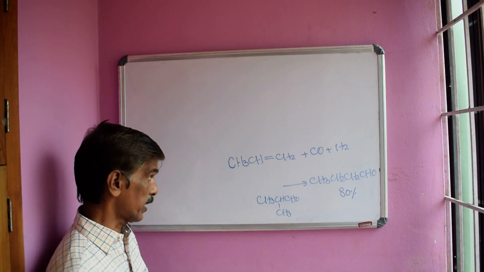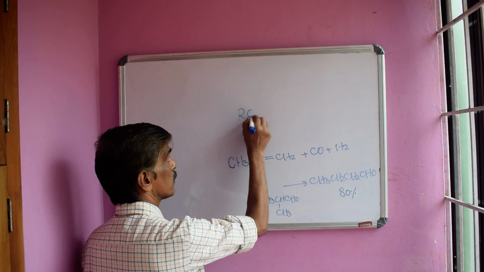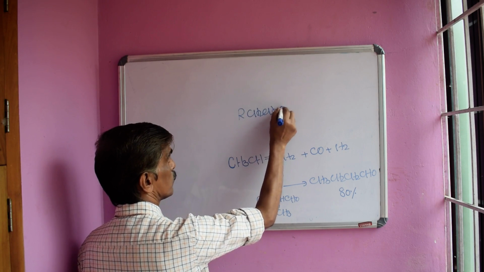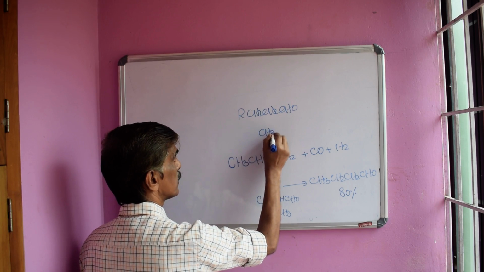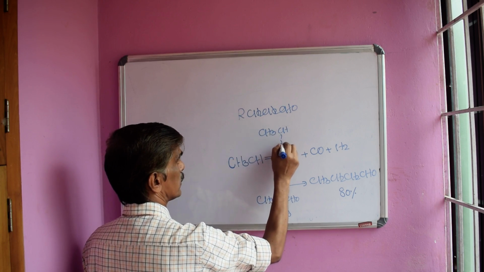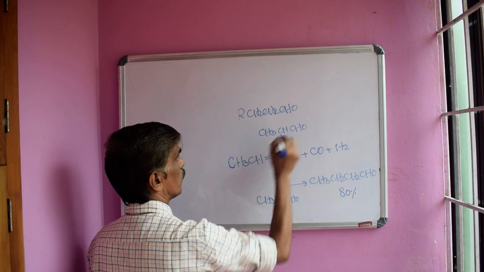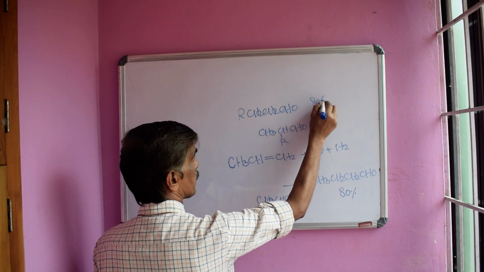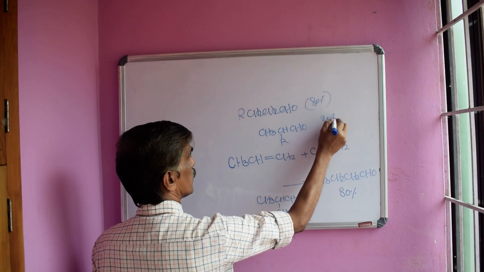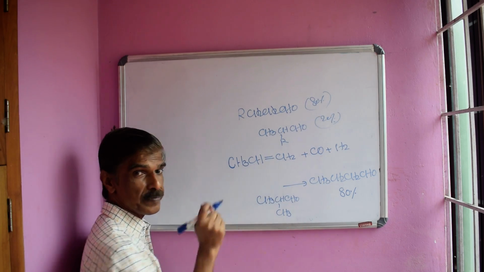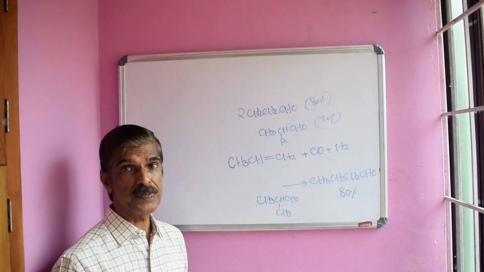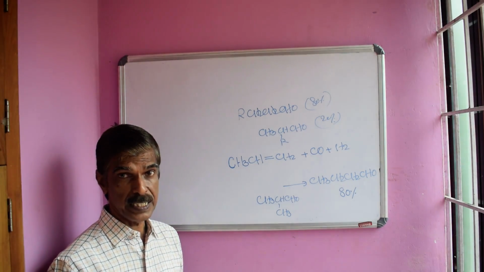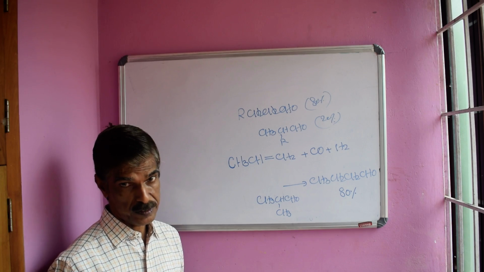In general we can write RCH2CH2CHO, and we will get a CH3CH(R)CHO also. This is about 80% and this is about 20%. The same thing. Okay. So that is the main drawback of the cobalt based catalyst, especially HCoCO4.